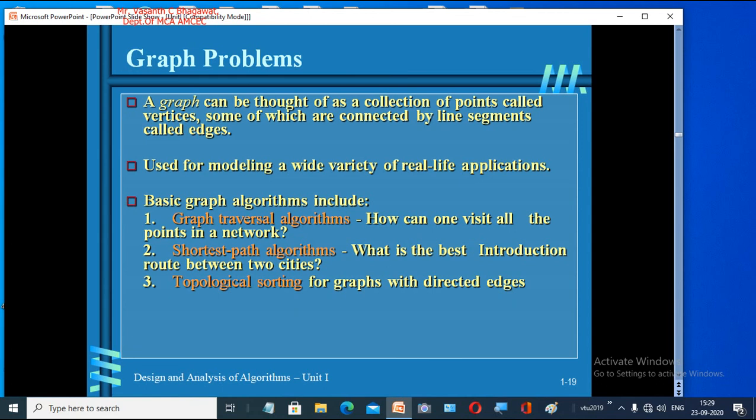So we can say that a graph is nothing but a tuple. G is equal to (V, E). So what is V here? V is the set of all vertices, and E is the set of all edges. Each vertex is connected with edges. Later we will be discussing more about these graphs. We are going to consider some problems, like traversing a particular graph, finding the shortest path, and topological sorting. These are a few examples which we will be discussing whenever we are considering graph problems.